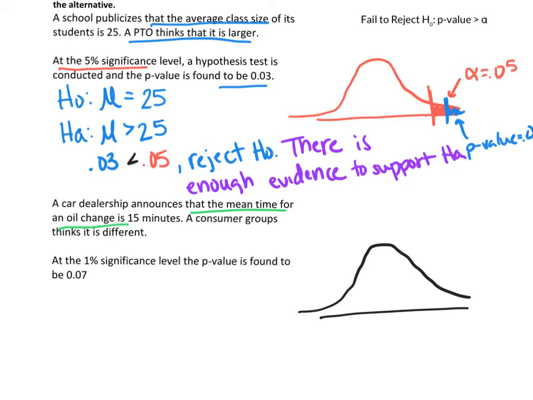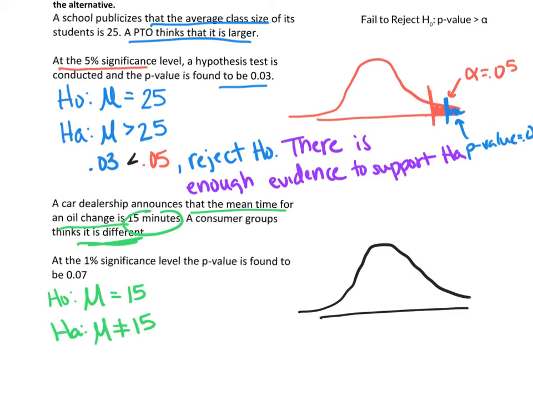So we see that H naught is mu equal to 15 minutes, where mu is the mean time for an oil change. And we know that HA is mu, they think that it's different, so it does not equal 15 minutes. Now, here's how this works, though. When we do it, we're doing it at the 1% significance level. So at the 1% significance level, it looks like this.